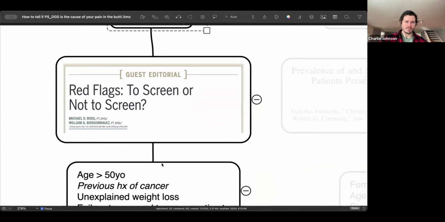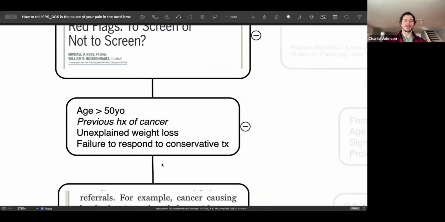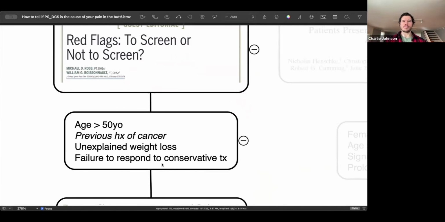Now, this is sort of where I get my information from, so that you can review this if you want. But there are clusters of findings in the clinical exam that point to cancer maybe being a cause of the issue, such that we might want to screen somebody for this problem, all right? So this is the test cluster that I use. So age greater than 50 years old. So are you greater than 50 years old?